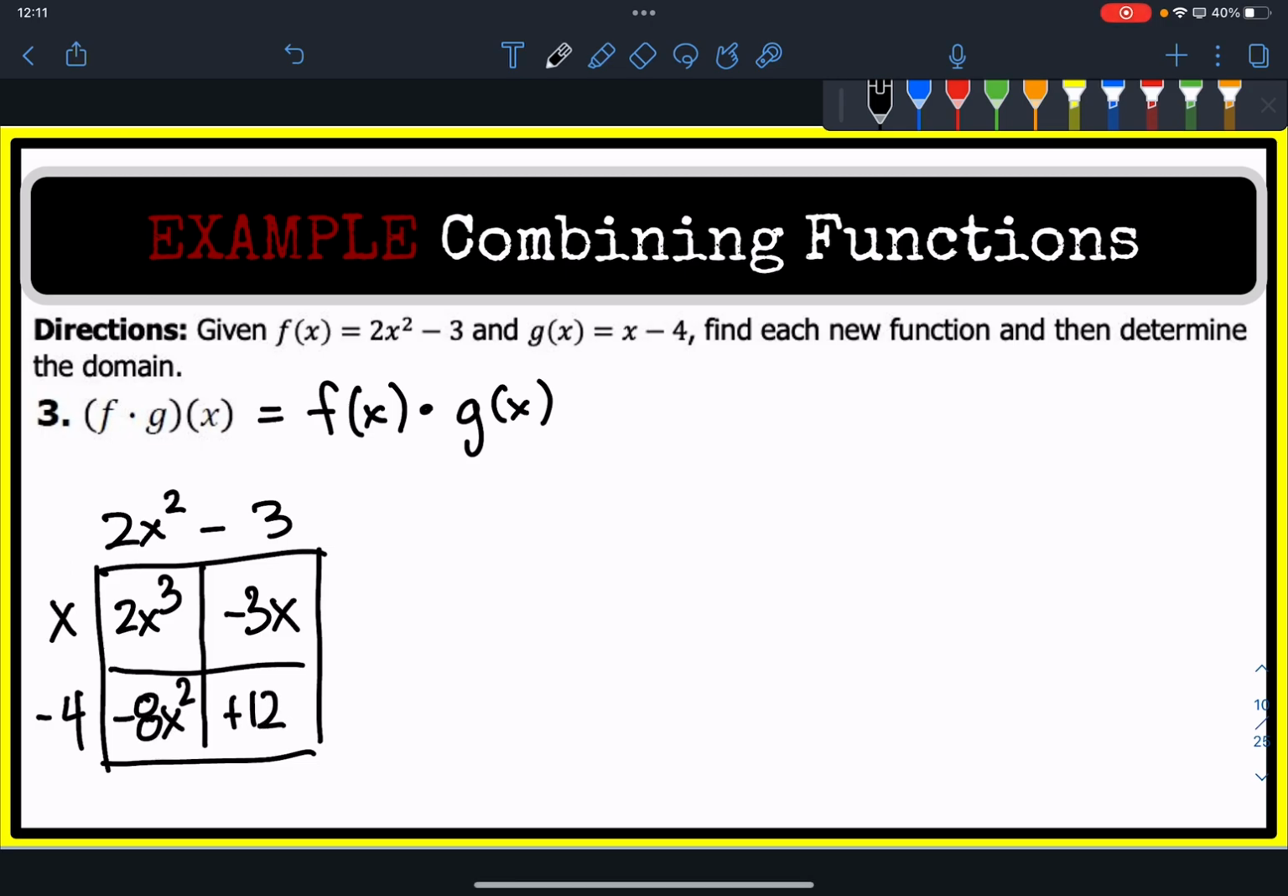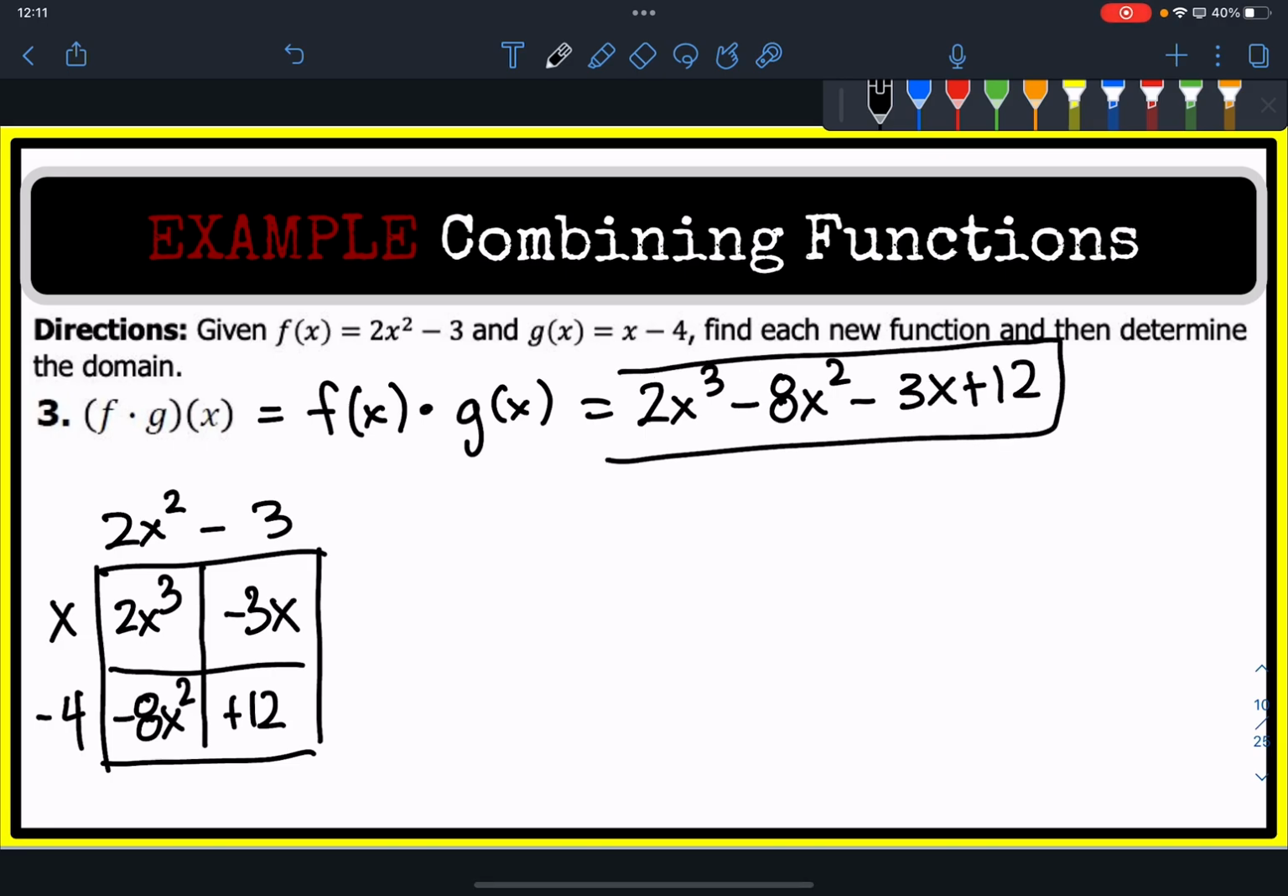And I like organizing my work like this instead, because if there are any like terms, they're usually diagonal of each other. And in this case, these are not like terms, so I don't have to combine them. These are not like terms, so I do not have to combine those either. So my answer is going to equal 2x to the third minus 8x to the second minus 3x plus 12. And again, you could arrange them in any order that you want, but that's going to be your answer.